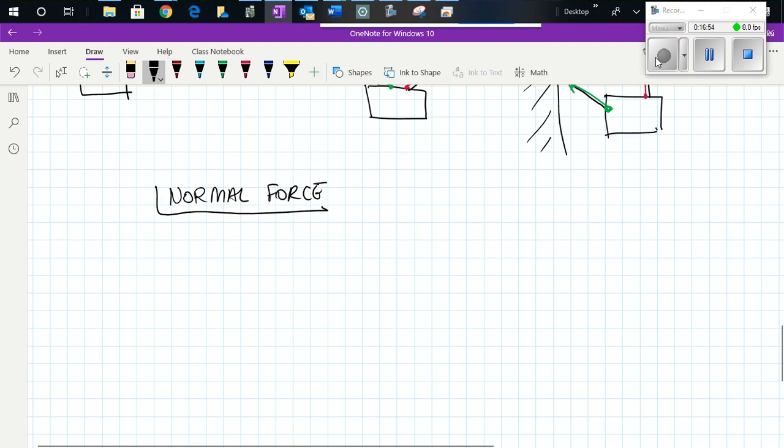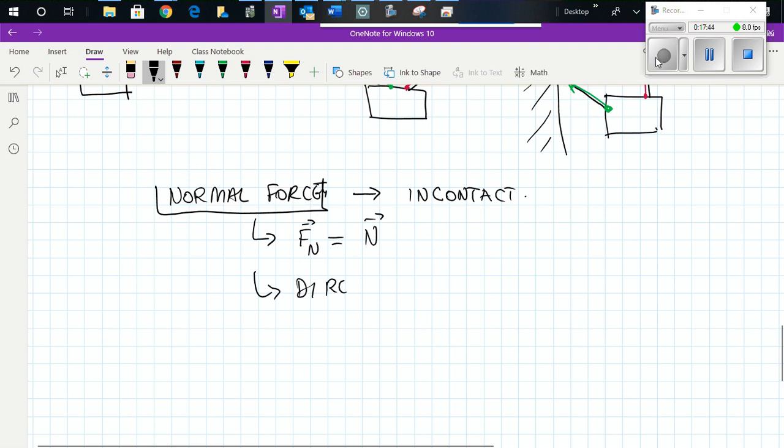Normal force exists only when we have an object that is on a surface. The way that I assign normal force is like this, but sometimes it is just N for normal. I have the tendency to go normal force like this. It's an old habit. And it is a force that exists only when you are in contact with the object. The magnitude varies, but the direction of the normal force is always perpendicular to the surface.